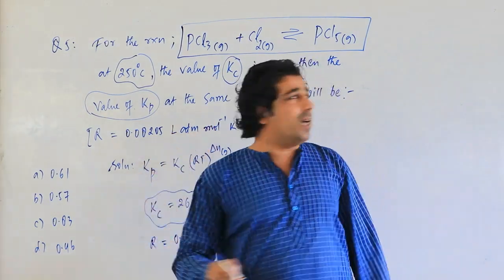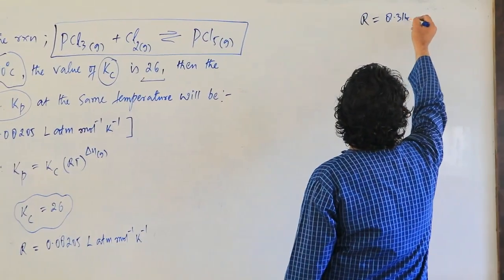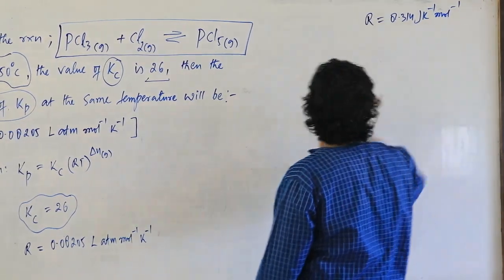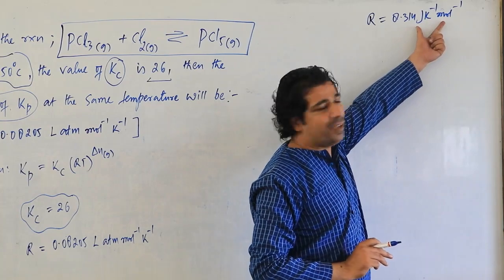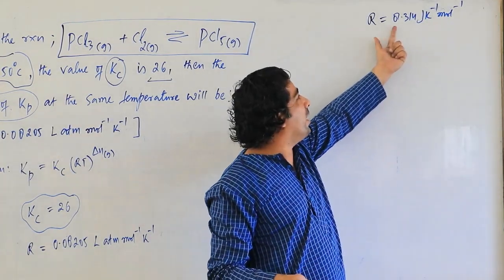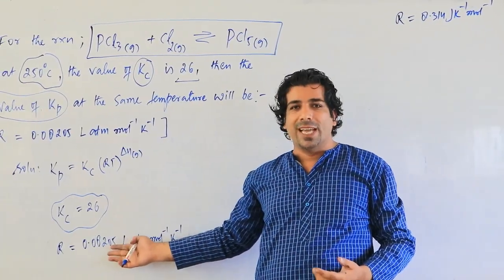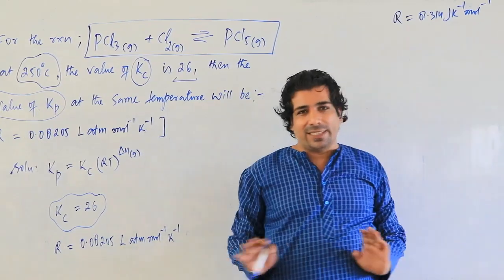You can also have the R value like this. R is also equal to 8.314 joule per Kelvin per mole. You could have taken this value, yes, because here the units are different. R is a constant. You may be thinking that here I am having 8.314 and here I am having 0.082. Yes, actually these two expressions are the same, only the units are different, that's it.